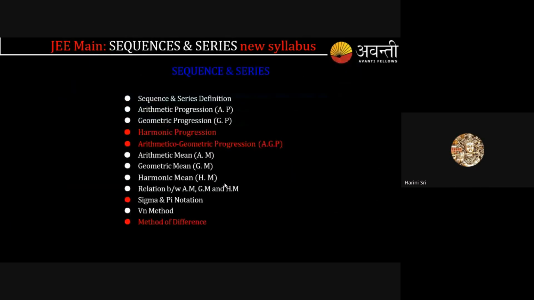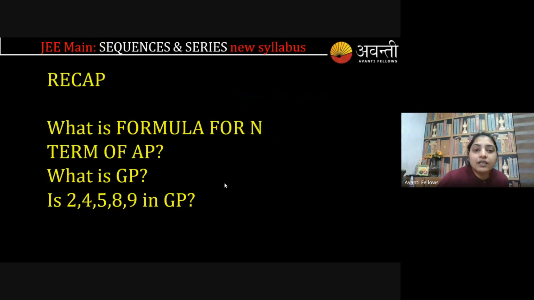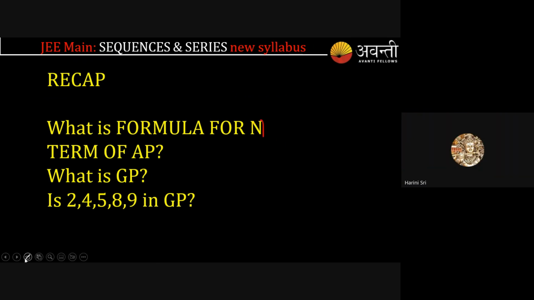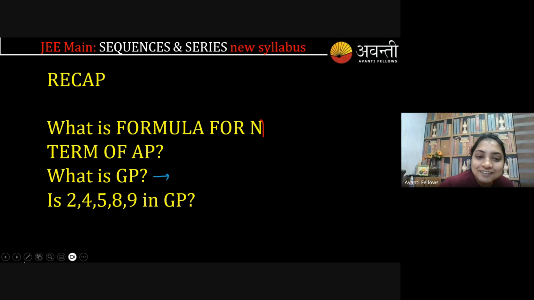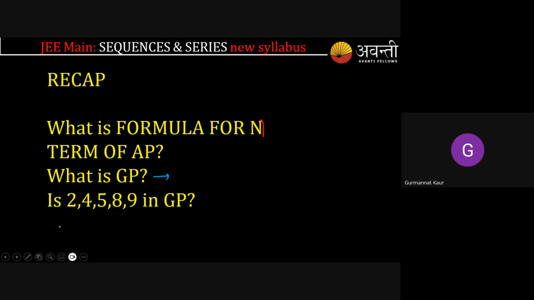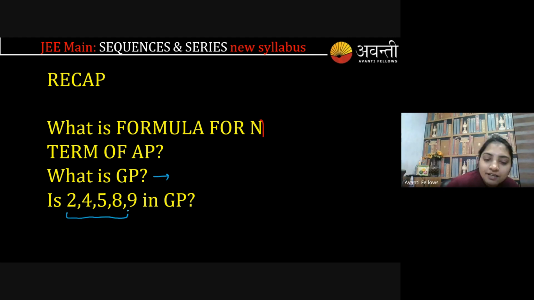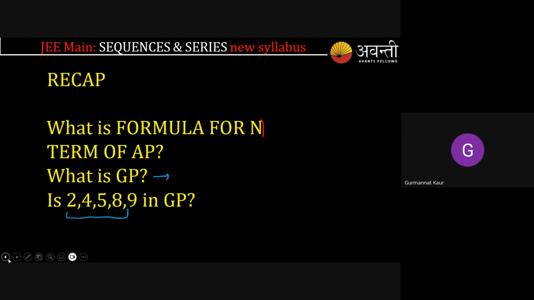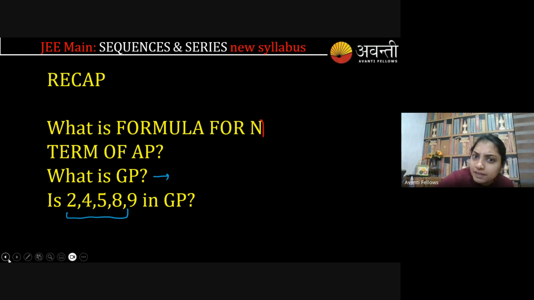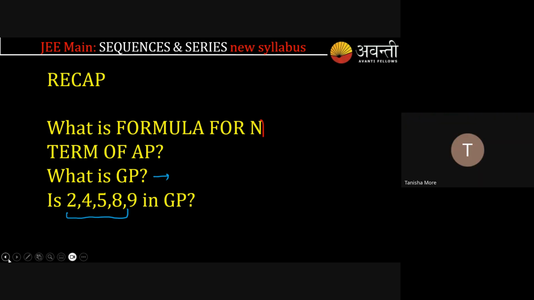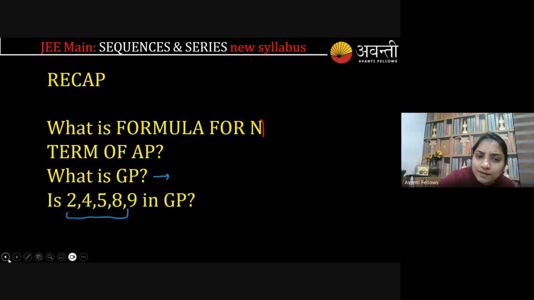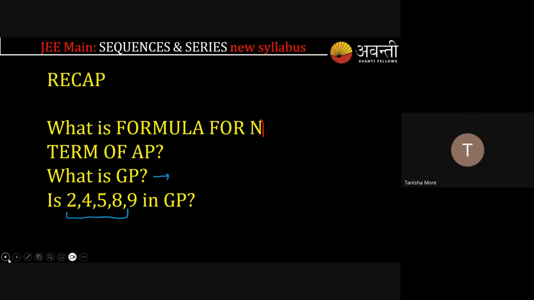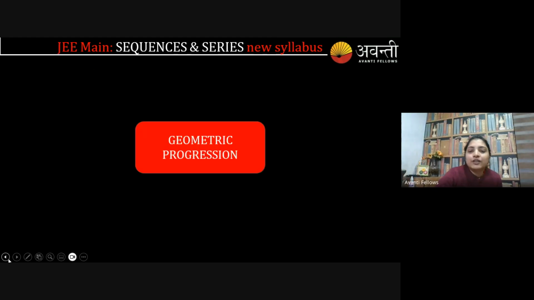Can anyone tell me what is the full form of AP? Arithmetic progression. What is GP then? Geometric progression. So do you think 2, 4, 5, 8, 9 are in GP? No, ma'am. Are they in AP? No, ma'am. Are they following any sequence? No. That's great. So let's get started with the geometric progression.